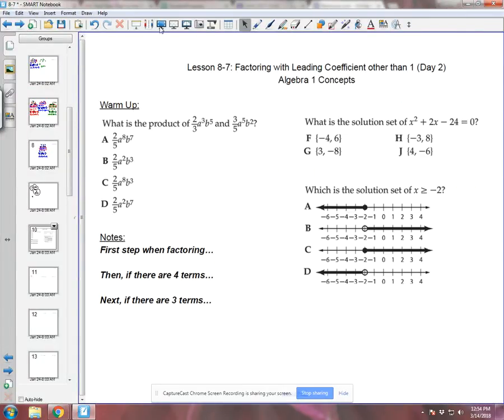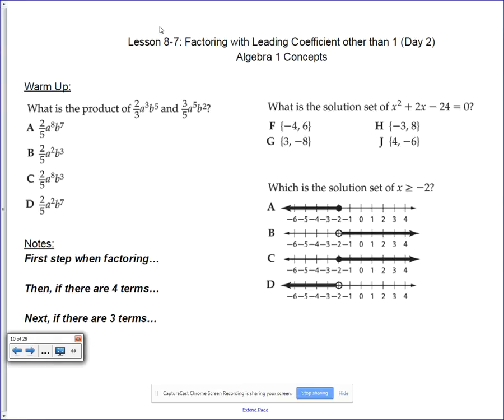All right, folks, so we're going to start here with our warm-up. Okay, number 1 says, what is the product? Folks, what does product mean to do? Multiply. So I need to multiply these two things. Y'all see them? Those are monomials. They're all connected by multiplication, agreed?